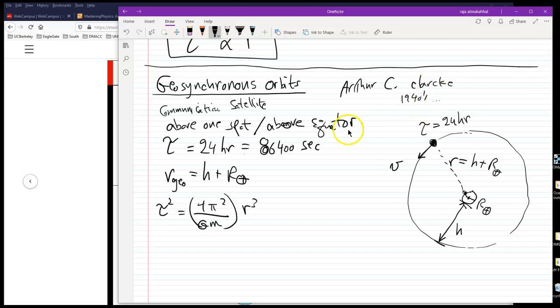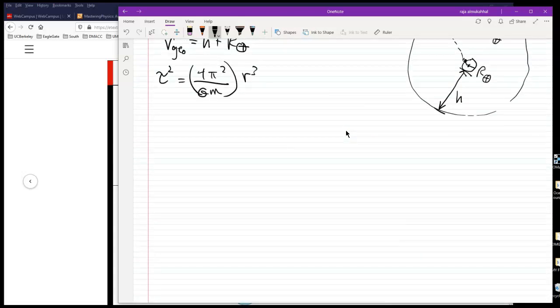I am interested in finding an expression, or basically I want to find how far it is from the Earth in order for it to be in a geosynchronous orbit. Okay, let's start with that. So r in this case is equal, remember I'm solving for r here.